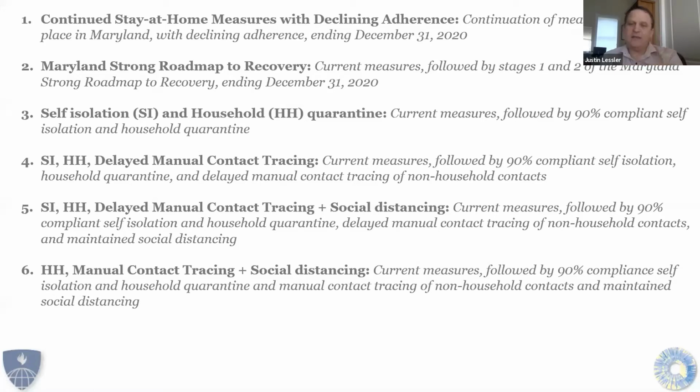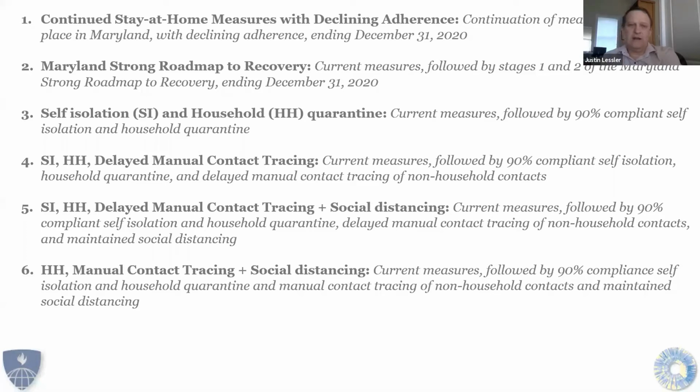So we take this engine and we use it to consider scenarios. And to give an idea of what scenarios might look like, here are 6 we used in an analysis we did for Maryland about a month or so back. These go from 1, which is just continued stay-at-home measures with declining adherence. It was basically saying we do the status quo, but people are increasingly unlikely to follow it. So even though it sounds strong, that was our weakest intervention. And then we go through from roadmap to recovery, people doing self-isolation and quarantine, all the way through to the most extreme measures, which include social distancing, a lot of manual contact tracing right off the bat, and household isolation of cases.